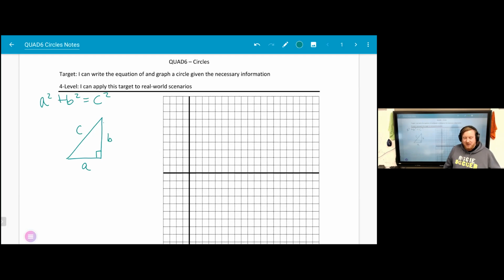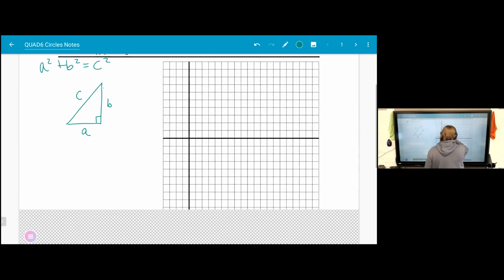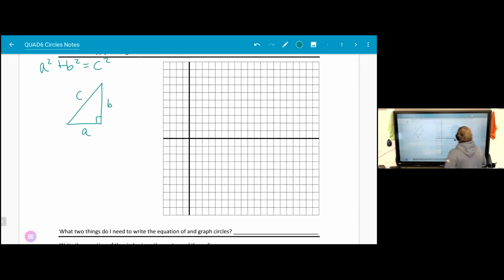Now, how are we going to use that? Well, I'm glad you asked. That's a really good question. What I'm going to do is start over here, just some random point. I'm going to call this the center of my circle. This is going to be (h, k). So in the x direction it goes h units, and in the y direction it goes k units. Now I want to think about a point that's on the edge of the circle. I'm going to call this one (x, y).